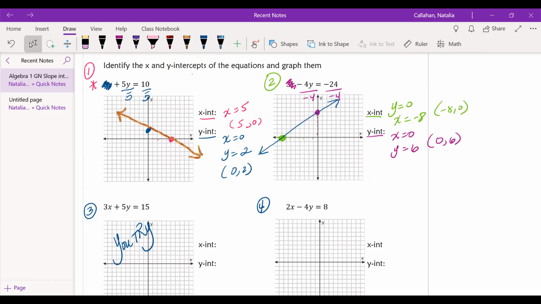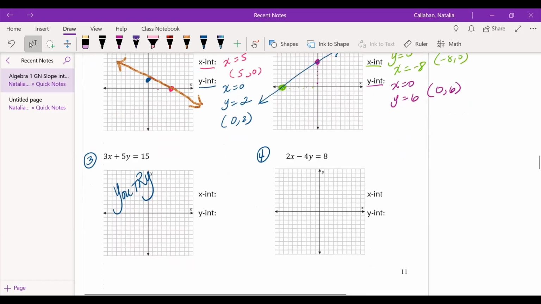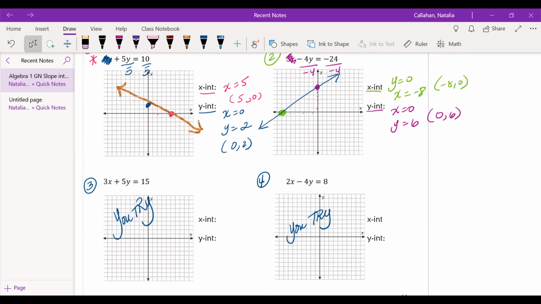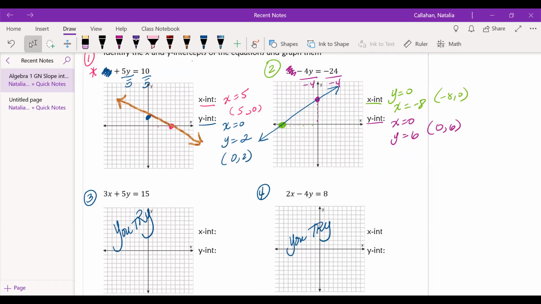Use what I did for example 1 and 2 as a model. You can also find this guide and note, this packet, under assignments. So make sure you either just copy it down or you print it off. I'm going to have you guys try number 4 as well, and just go ahead and follow the steps exactly what I did for number 1 and 2.